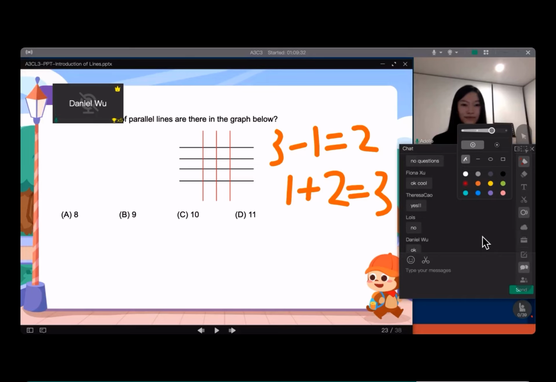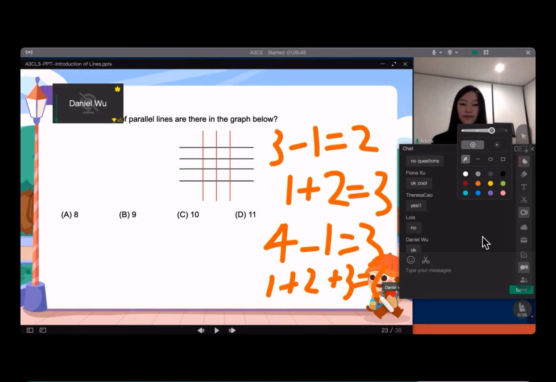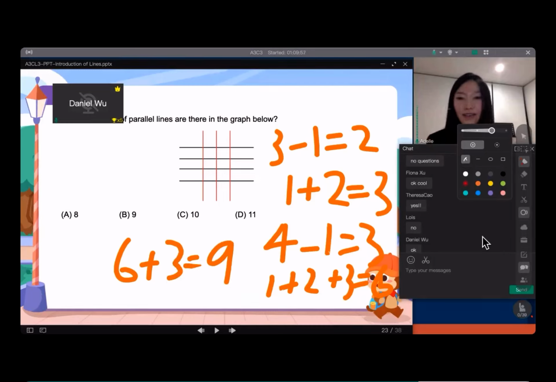So next I solve the black lines. So there are 4 of them and I have to minus 1, which will equal 3. So 3 is our number. If I add 1 plus 2 plus 3, that would equal 6. So 6 plus 3 will equal 9. And that is the total number of pairs or parallel lines in this graph below.